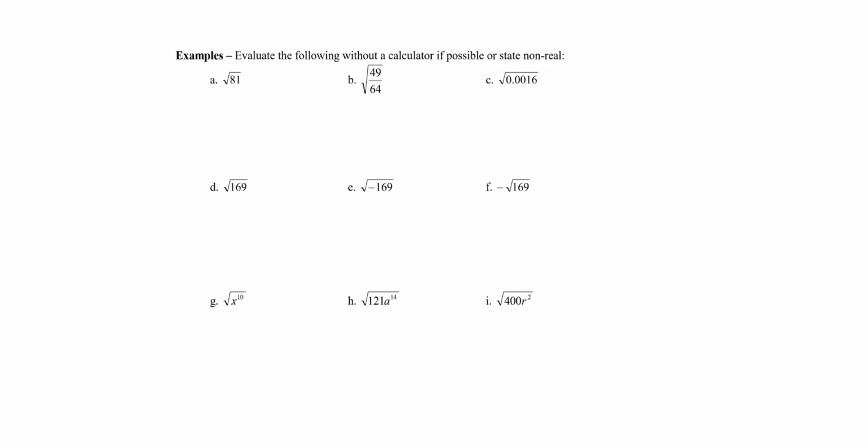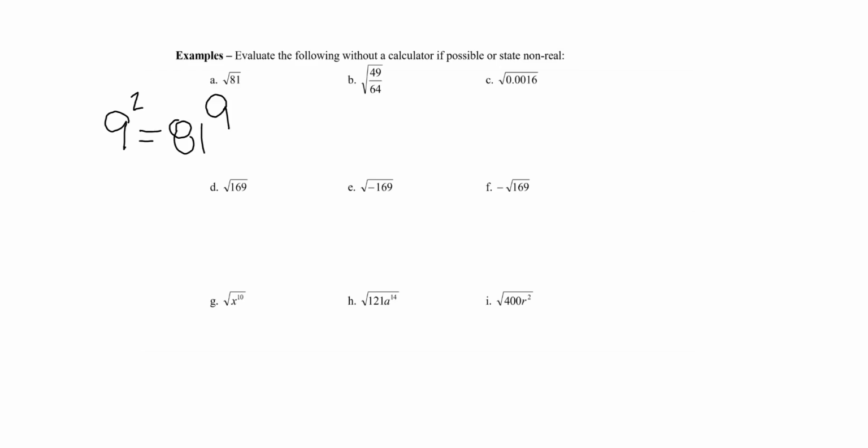So for the first examples, we're talking about the square roots of numbers. For A, the square root of 81 is 9, because 9 times 9, or 9 squared, gives us 81. For B, because it's a fraction, we're going to take the square root of the numerator and the square root of the denominator. The square root of 49 is 7, and the square root of 64 is 8. So our answer is 7/8.